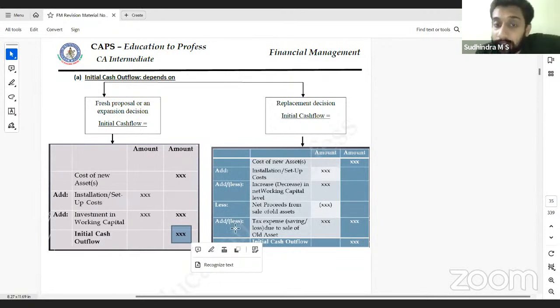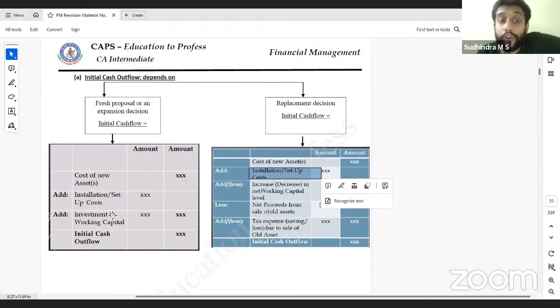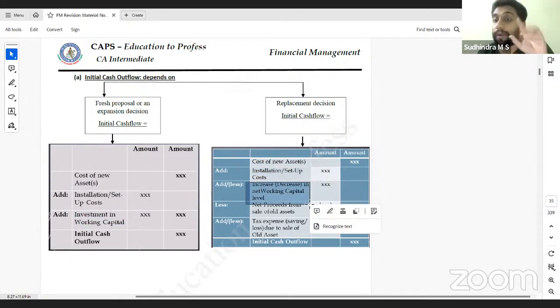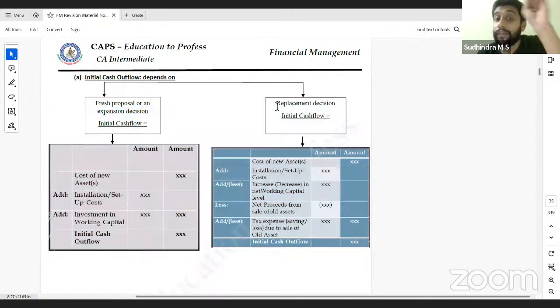Same thing will be there in replacement decision also. Cost of the new asset, installation or setup cost. But instead of full working capital, whatever increase or decrease in working capital that is required, because working capital is already in place because you had a machinery already. Whatever increment you have, increase or decrease, there might be decrease in working capital also, increase in working capital also. If it is increase in working capital, extra money, so add. If it is a decrease in working capital, then today's outflow will be lesser, so subtract.